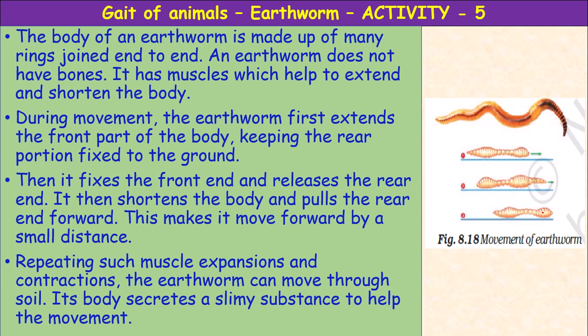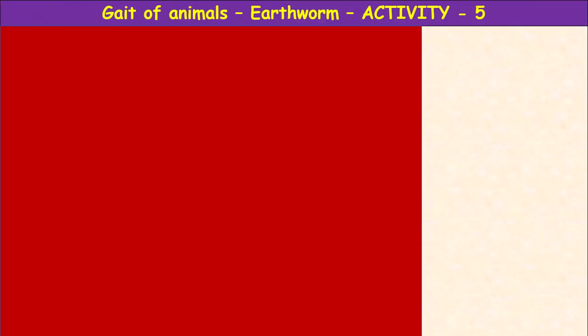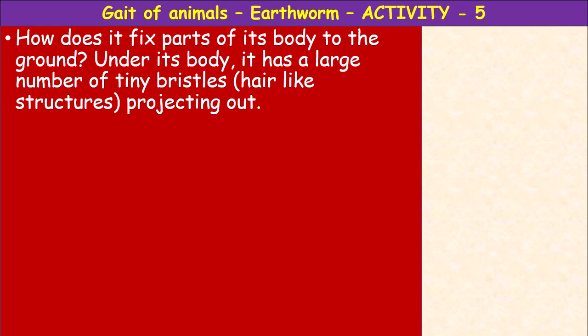Repeating the movement of muscles, expansions and contractions, the earthworm can move through the soil. It secretes a sticky, slimy substance from its skin. That helps the earthworm in movement. Let us continue. So how does it fix the parts of its body to the ground? How does it fix?